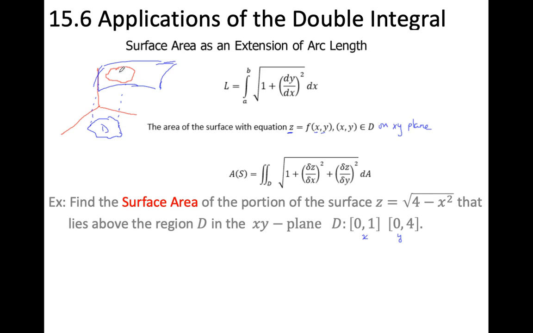It's not very good. And we call this the surface that we want to find the area of, the portion of z. So first, can you think about what this might look like? What does it look like?